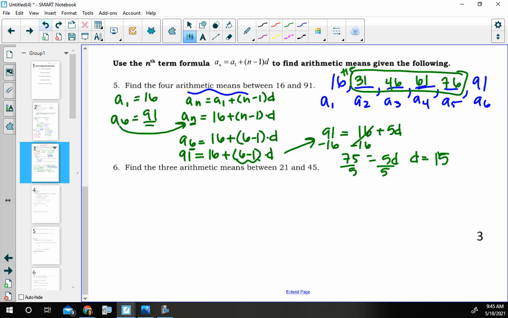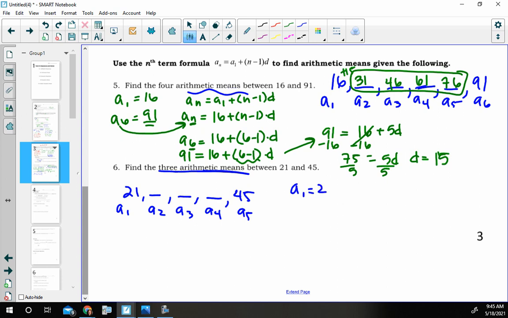I want you to pause the video and see if you can try number 6 on your own. Okay, so I'm finding 3 means between 21 and 45: a sub 1, a sub 2, a sub 3, a sub 4, a sub 5. So a sub 1 is 21, and a sub 5 is 45.